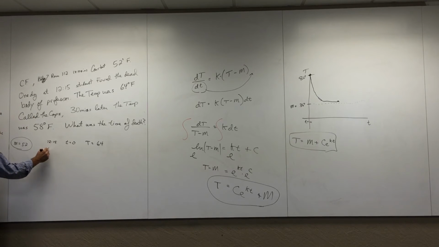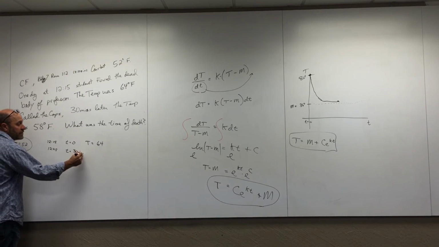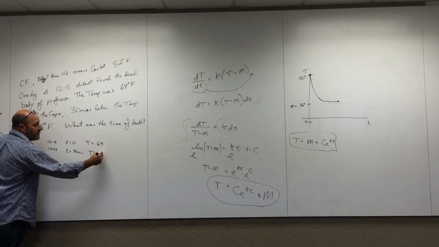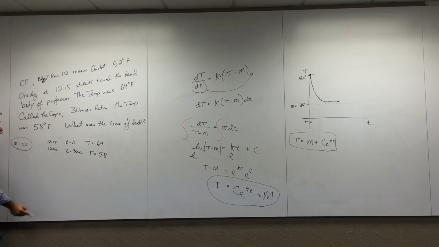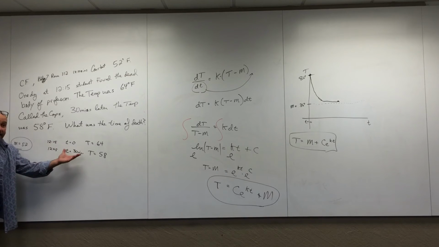30 minutes later, that was 12:45. By the way, you want to do this in minutes or hours, it doesn't matter, as long as you're consistent. Let's do minutes. So it's 30 minutes later, and then what was his temperature? 58. Okay, guess what? I think these pieces of information help you find C and K, like we've been doing.